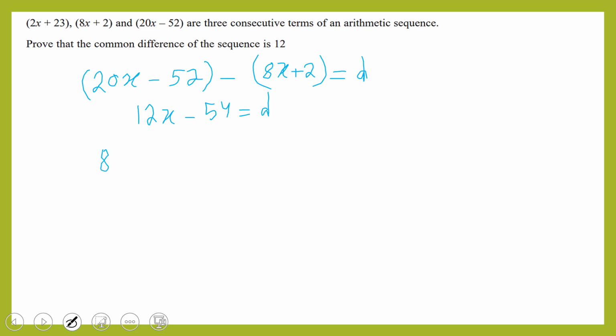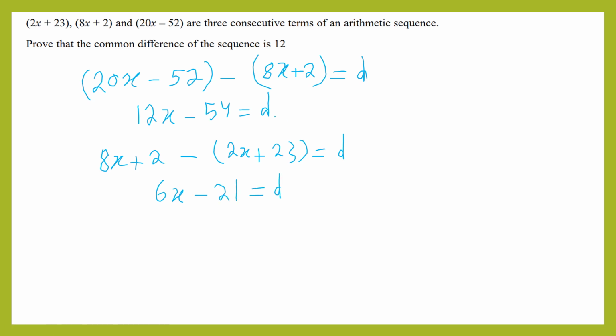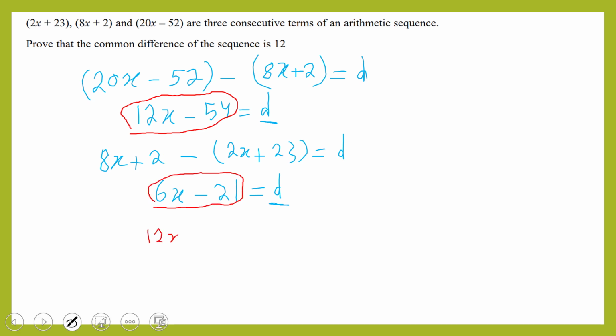The second one is 8x plus 2 minus 2x plus 23, which is equal to d. So it will be 6x, and then 2 minus 23 is minus 21, equal to d. Since this one is d and this one is d, you can equate these two answers together. So 12x minus 54 is equal to 6x minus 21.